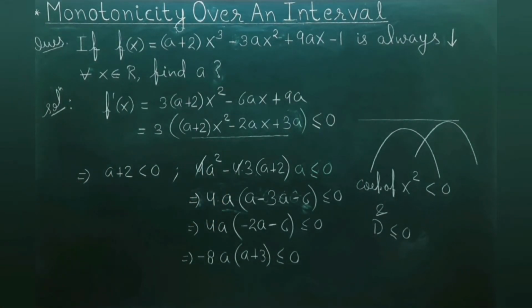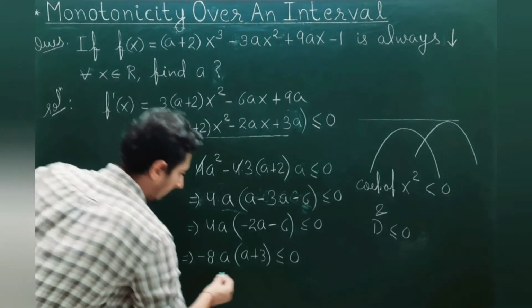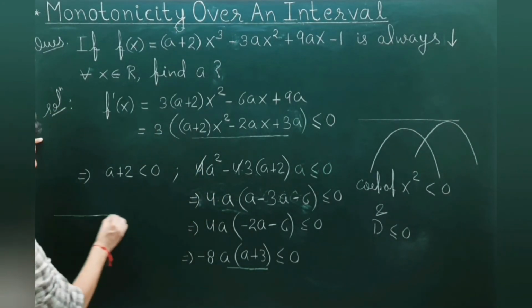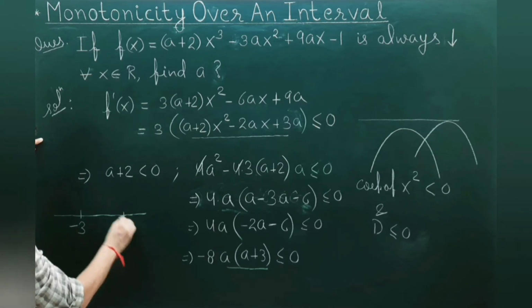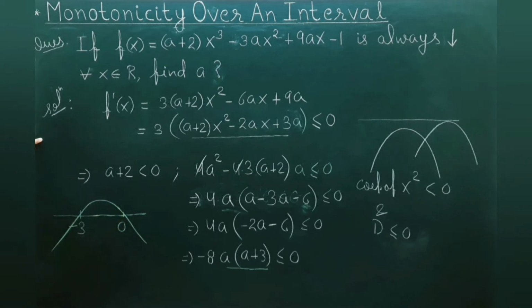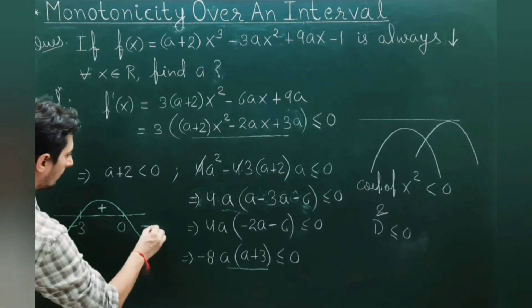So it's wavy curve. Please look at its wavy curve. This is a negative sign, and if I see its wavy curve, this will be like this, right? So the factors are minus 3 and 0. Because of this negative sign, the sign scheme will be like this, right? So here it is going to be positive, negative and negative.